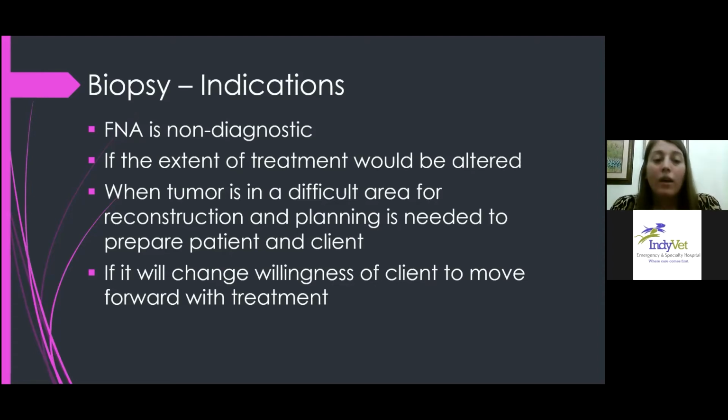Or if knowing the results will change the willingness of the client to move forward. As I mentioned before, biopsy gives us a grade, and if that comes back as a high grade, the client may not elect any further care because the prognosis is poor. They may elect palliative care or even euthanasia, depending on the quality of life of the patient.